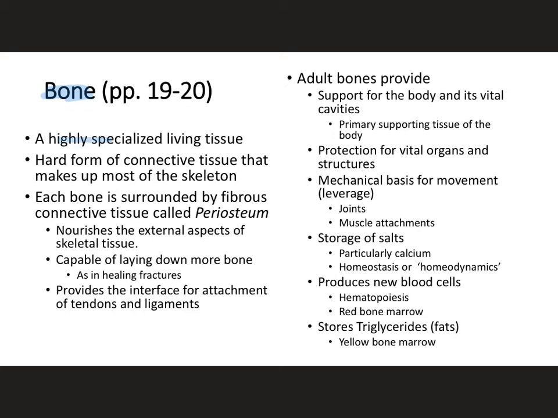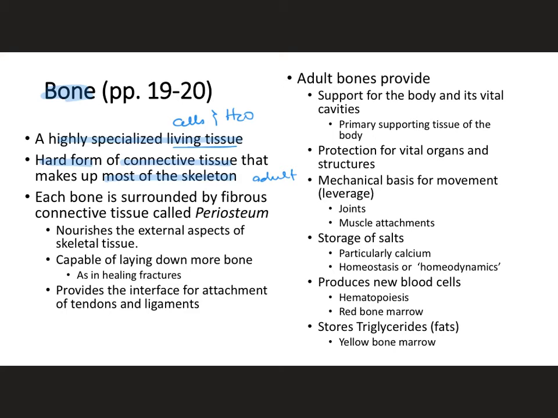Now, bone is highly specialized and it is living. What we see in the lab is dried up and the cells are gone, but living tissue has cells in it and water. So there are cells and water and blood supply and a little bit of nerves and all that stuff. It is a hard form of connective tissue, although it does have some flexibility, and we'll talk about that. Bone makes up the majority of the skeleton in the adult. So we'll talk about when all that forms.